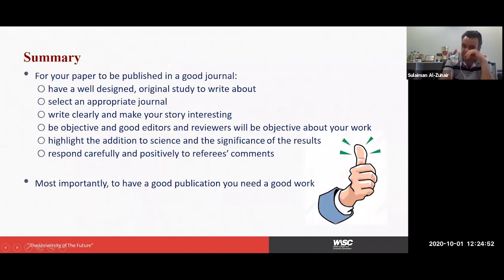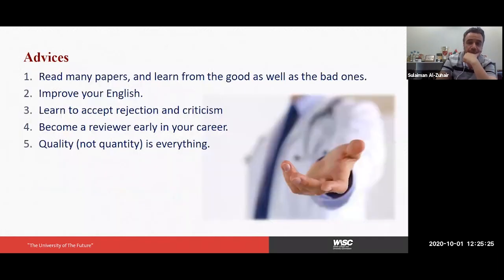So in summary, for your paper to be published in a good journal, you must have a well-designed original study to write about. Select an appropriate journal, write clearly and make your story interesting. Be objective, and good editors and reviewers will be objective about your work. Highlight the addition to science and the significance of the results. Respond carefully to the referees' comments and positively as much as possible. Most importantly, to have a good publication, you need good work.